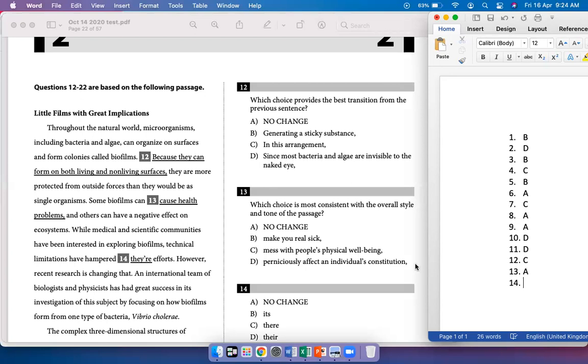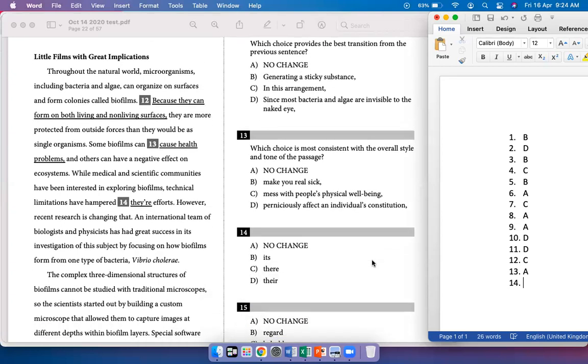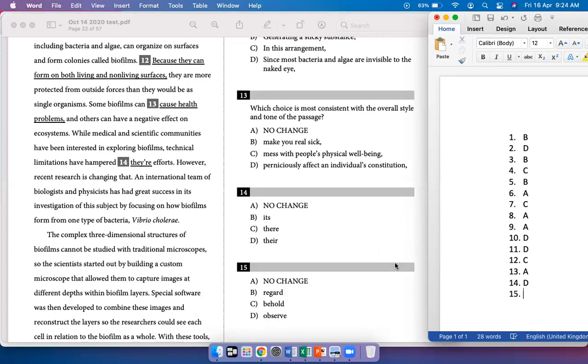These biofilms can cause health problems and others can have a negative effect on ecosystems. While medical and scientific communities have been interested in exploring biofilms, technical limitations have hampered their efforts, there being a pronoun for communities. So T-H-E-I-R, option D. However, recent research is changing that.